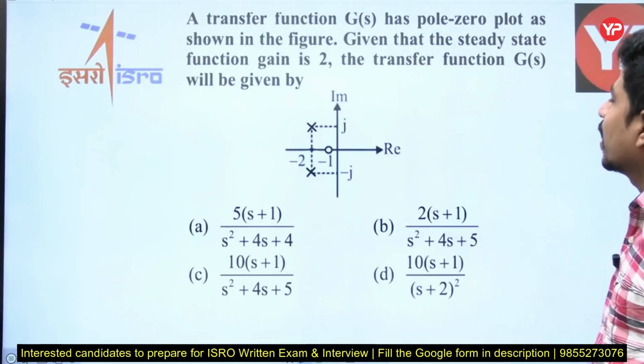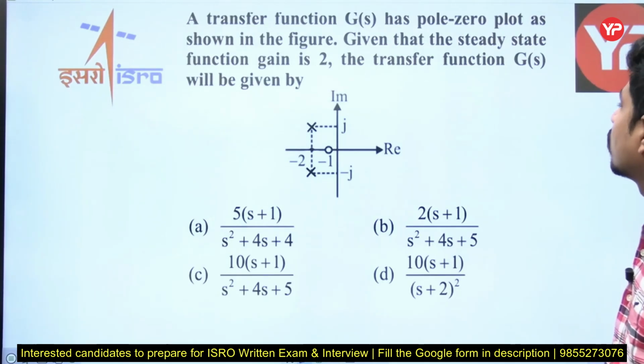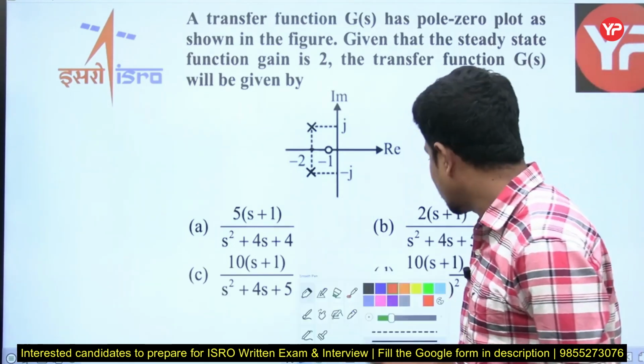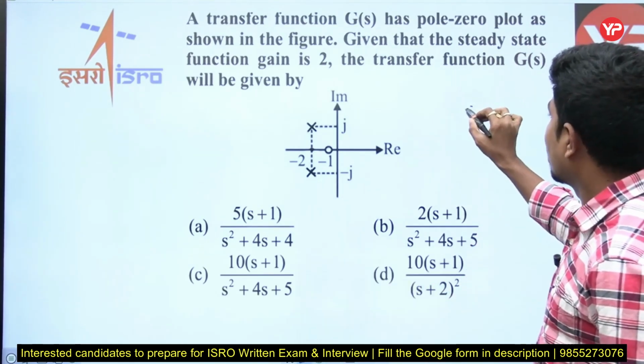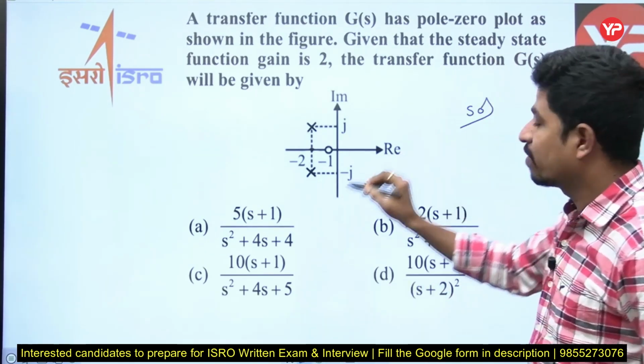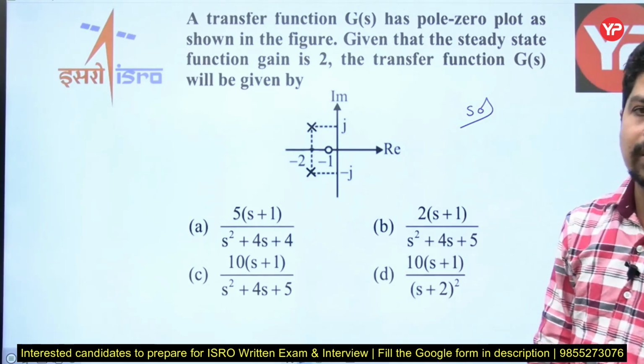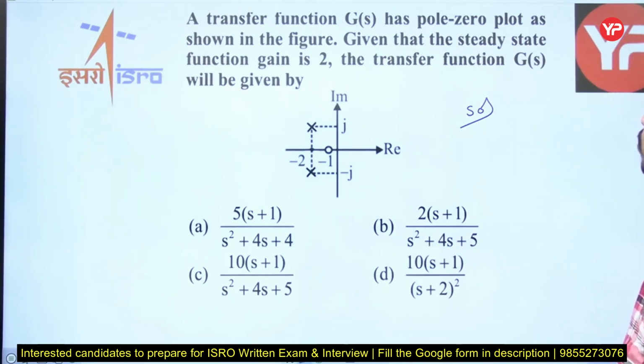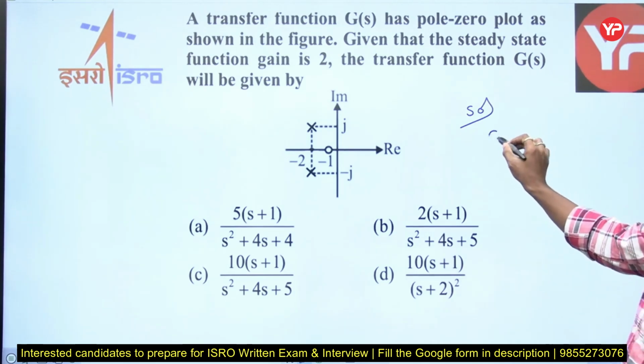Next question. A transfer function g of s has a pole-zero plot. This and the previous one are previously asked ISRO questions. As I told you, 30% of the questions are from previous ISRO exams. I'm not marking which question is exactly from ISRO, knowingly I'm not marking. A transfer function g of s has a pole-zero plot as shown in the figure. Given that the steady state gain is 2, the transfer function g of s is, first of all, let's write g of s.